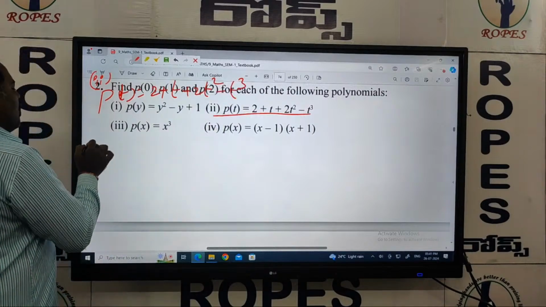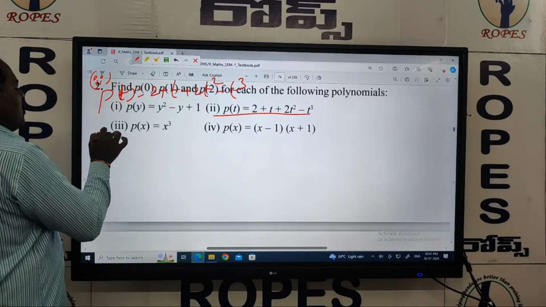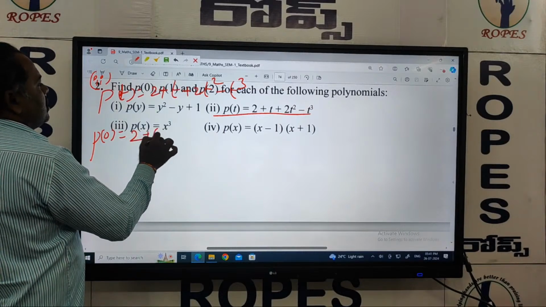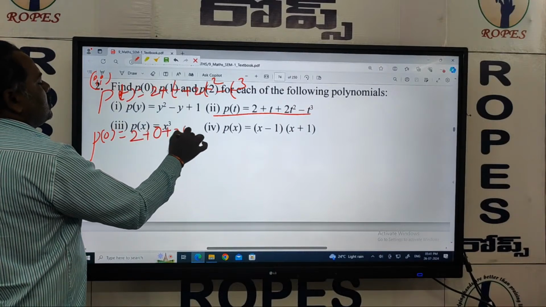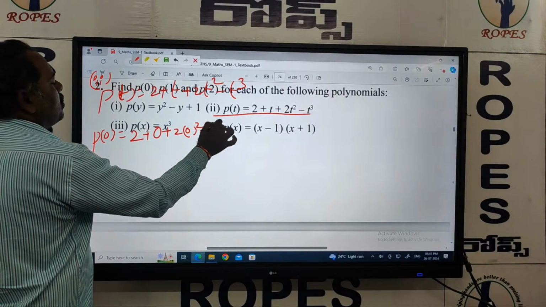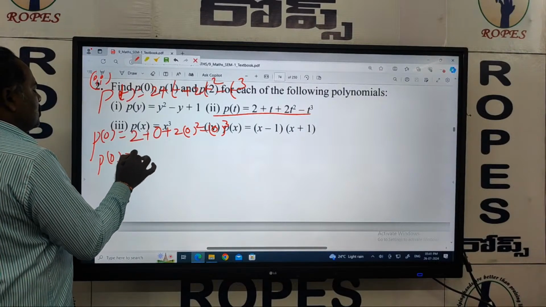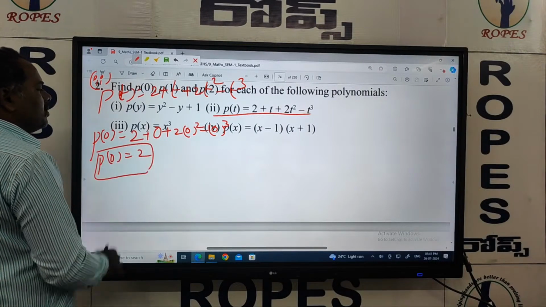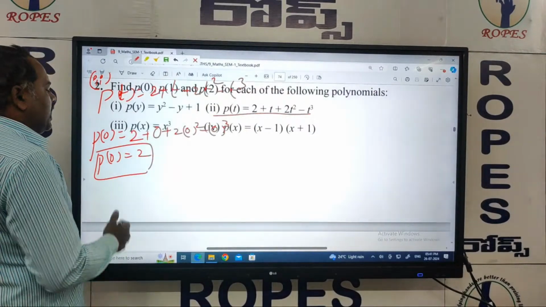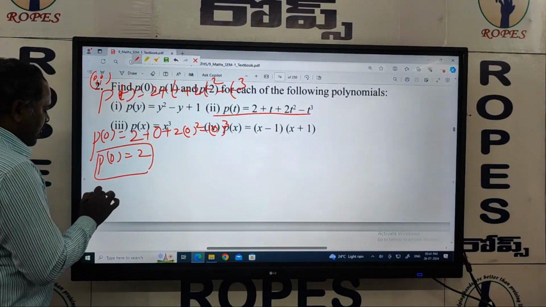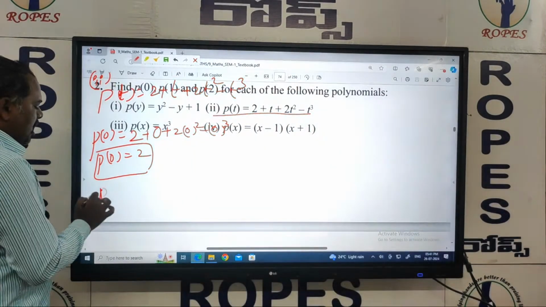They gave this. Now here P of 0 is equal to 2 plus 0 plus 2 into 0 square minus 0 cube. So this all zeros. Now P of 0 is equal to 2. This is the value of P of t when the t value is 0. Now another one.